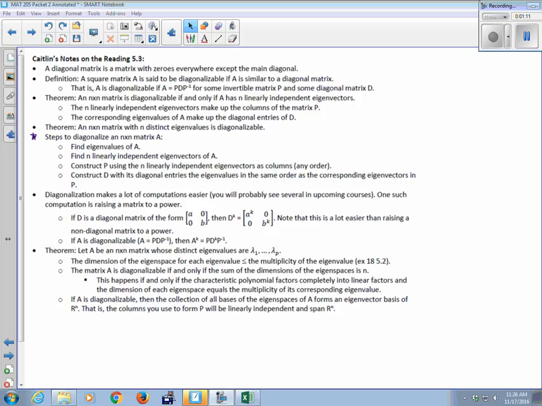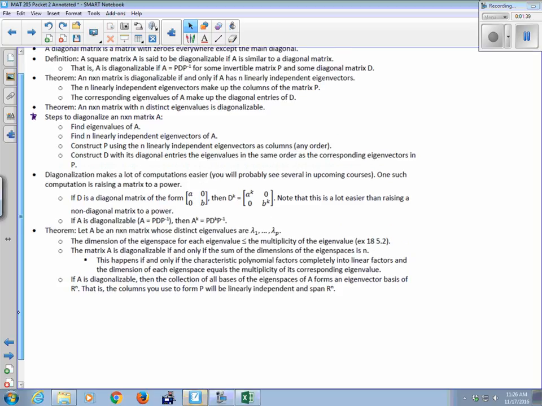Then you construct P using the eigenvectors as columns. So the matrix P is just take the eigenvectors, throw them into a matrix as columns. And then D is a diagonal matrix where the diagonal entries are the eigenvalues that correspond to the eigenvectors that you just put into P. And then you find P inverse using your favorite method of finding an inverse.